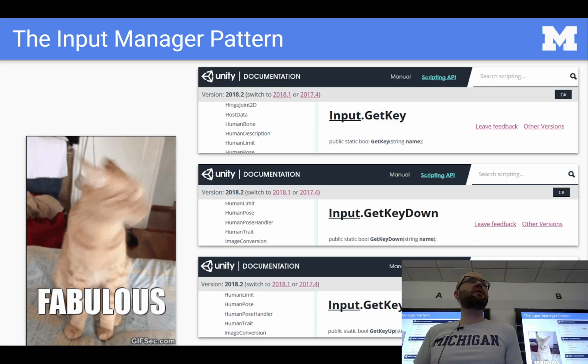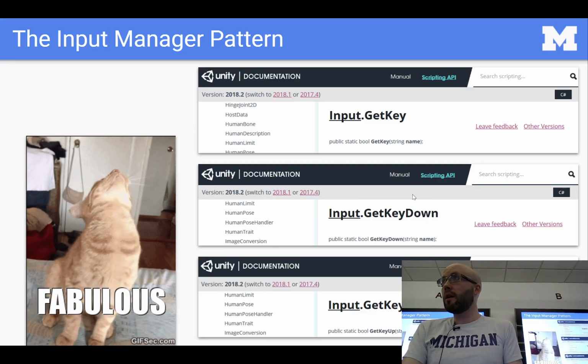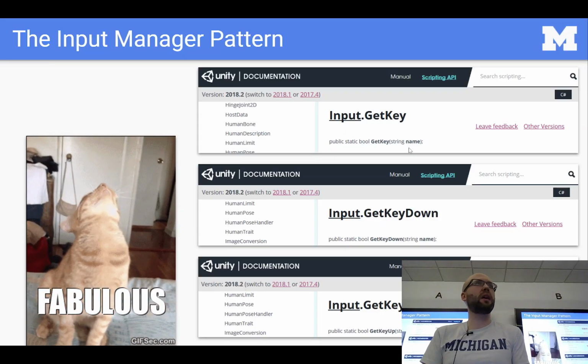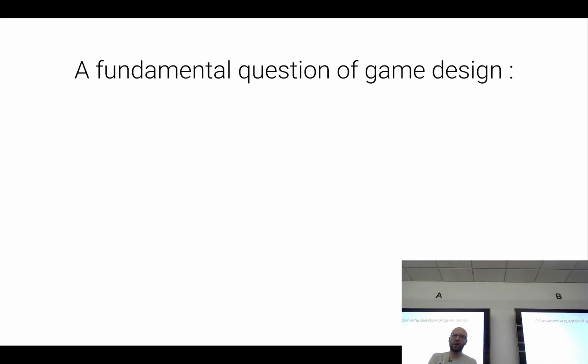Anyway, all of this is to say that these three life cycle functions allow you to detect things that are happening to your keys on your keyboard, okay? And it's ultra easy to use, just incredibly so.